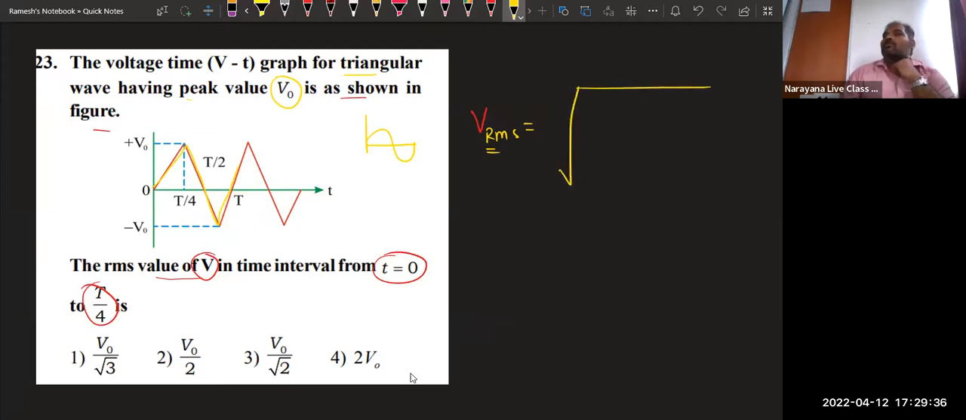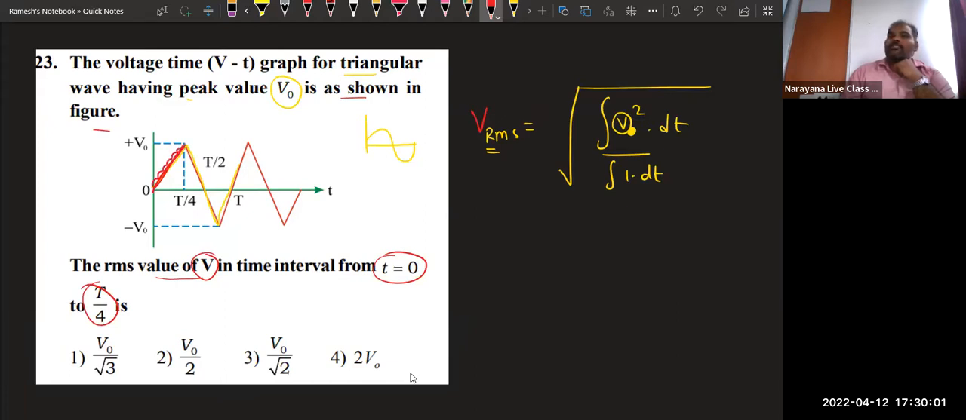Very good. Root of integration of V square dt by integration of 1 into dt. What is the instantaneous voltage? From 0 to T by 4. This straight line only you have to consider, na? Are you understanding? This only you have to consider, na?